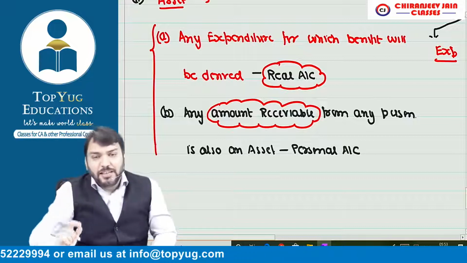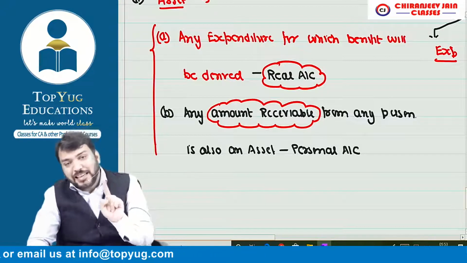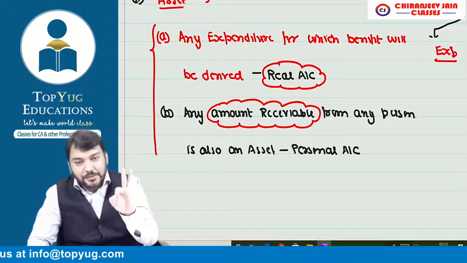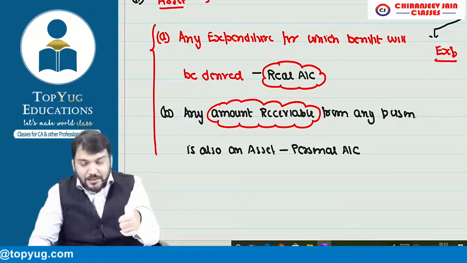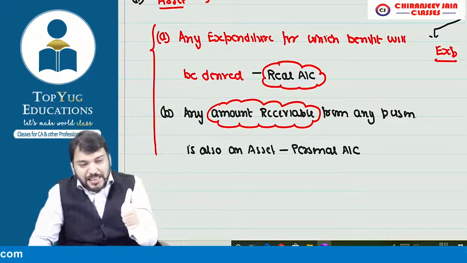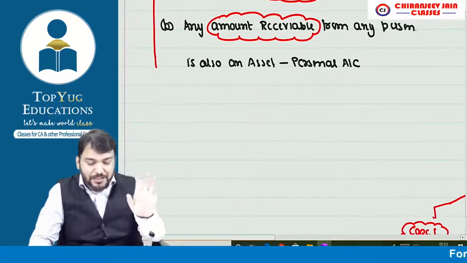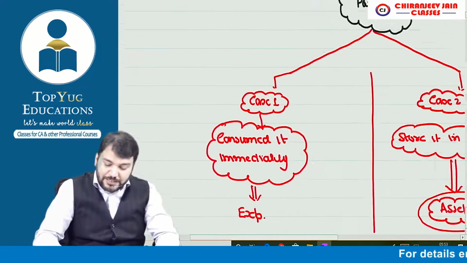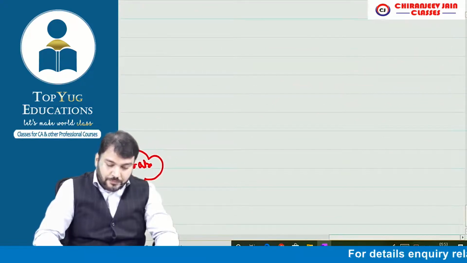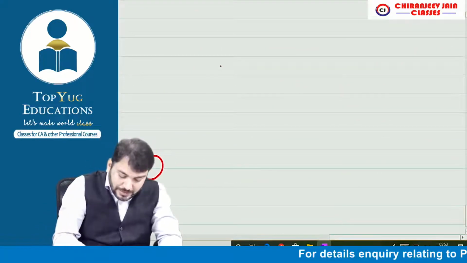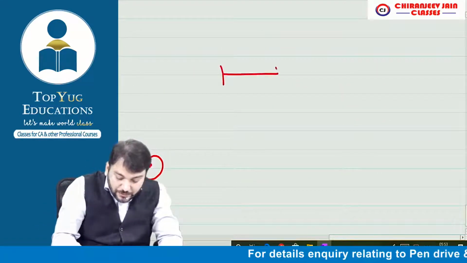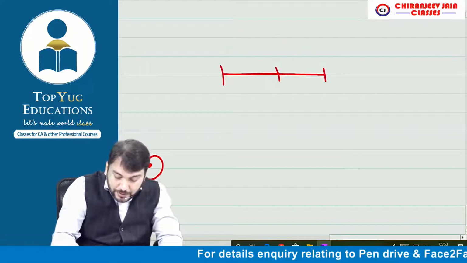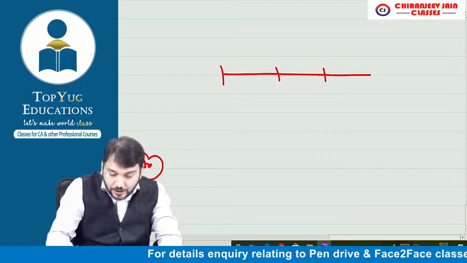Let us take one more example. If you give me the correct answer, I will say done, done. Correct? If you give me the correct answer, it means you have understood. Okay? Let me take one example. Let's see whether you are giving me the correct answer or not.